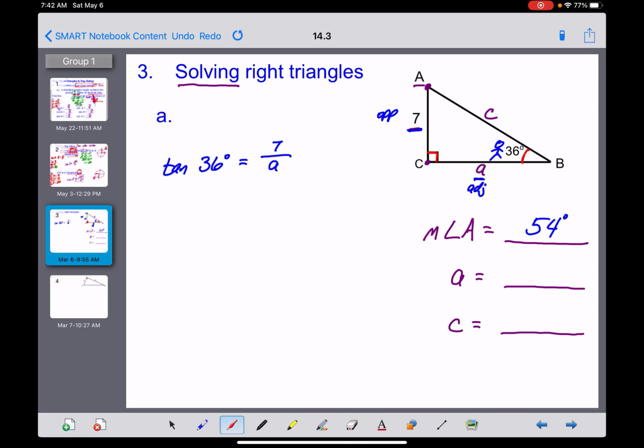Now this is probably the trickiest case, where the variable is located on the bottom of your fraction. So when that happens, guys, we just switch the left side of the equation with the bottom of the right. That now becomes A equals 7 divided by the tangent of 36 degrees. And that is all we have to type into our calculator.